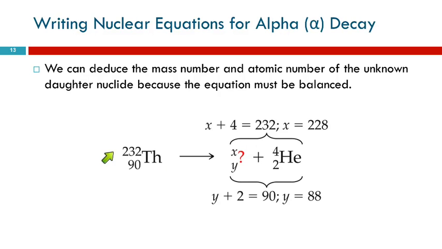So if we have thorium-232, and we know that it emits an alpha particle, there's going to be something here plus an alpha particle. So what we need to figure out is x plus 4 is going to equal 232. So x plus 4 has to equal the total on that side. So x plus 4 equals 232. X must be 228. The lower number, the atomic number, is 90, and here y plus 2 has to equal 90. So y is 88.